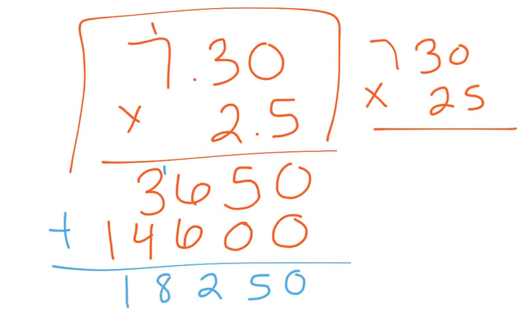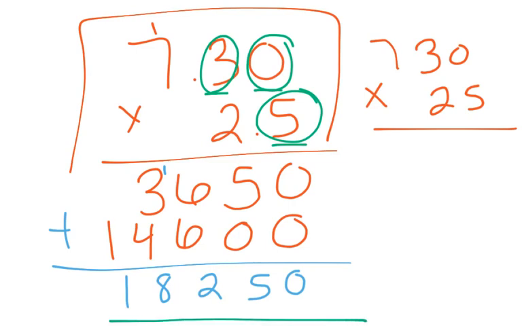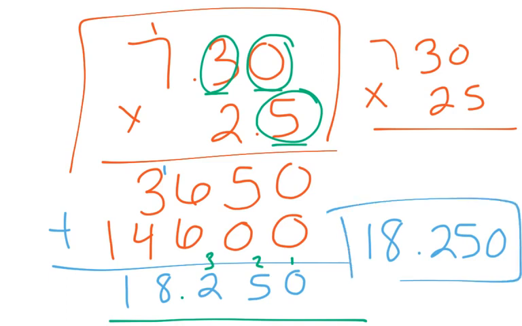Here's where we have to look at those decimals. I need to put a decimal in my answer, and how I'm going to figure that out is count how many numbers come after the decimal from my original problem. So for 7.30, I have 2 numbers. And for 2.5, I have 1 number. So altogether, I have 1, 2, 3 numbers after the decimal. So now I look back at my answer down here and count 1, 2, 3 numbers, and that's where I know where to put my decimal. So my answer is going to be 18.25, or if you want to add the 0, 250.